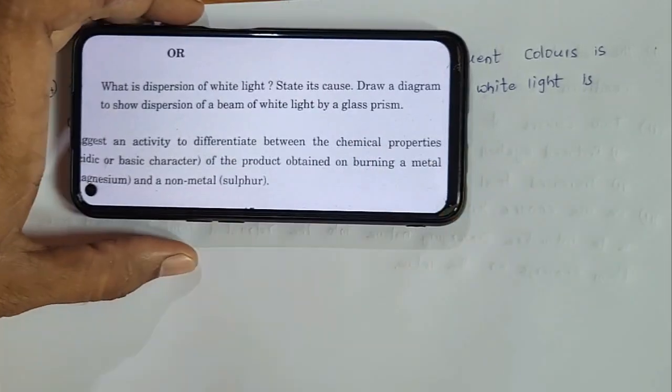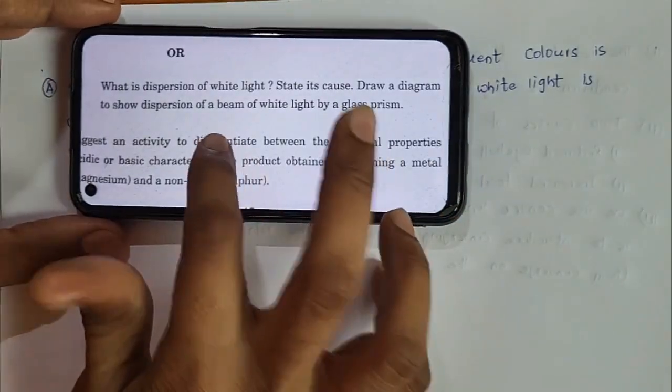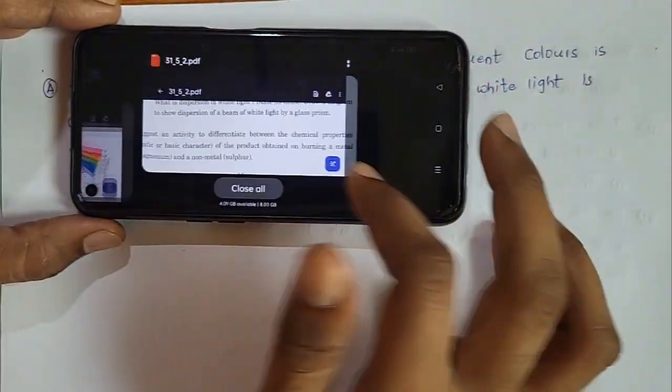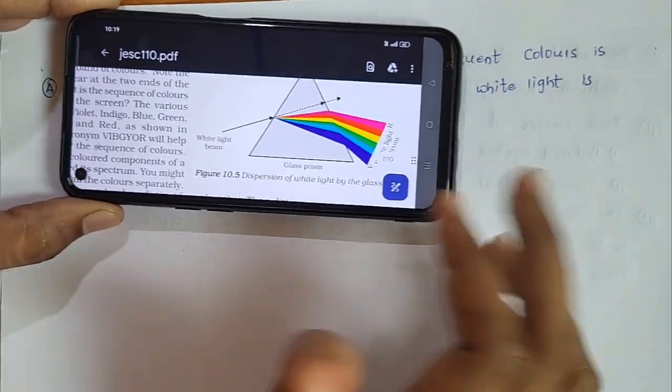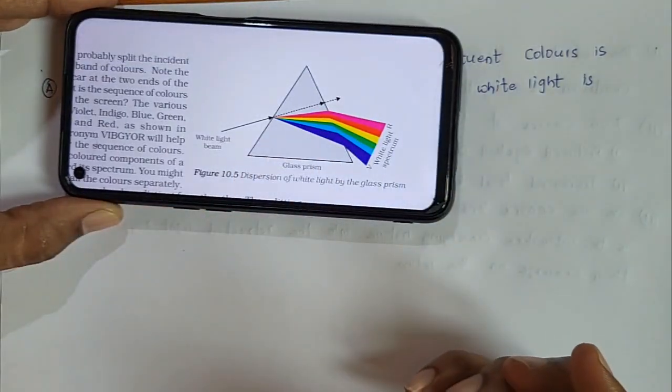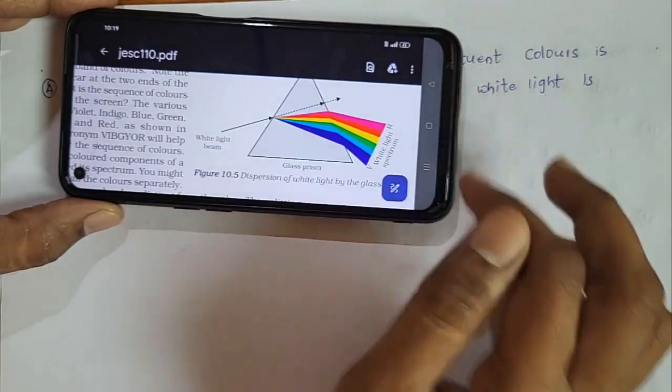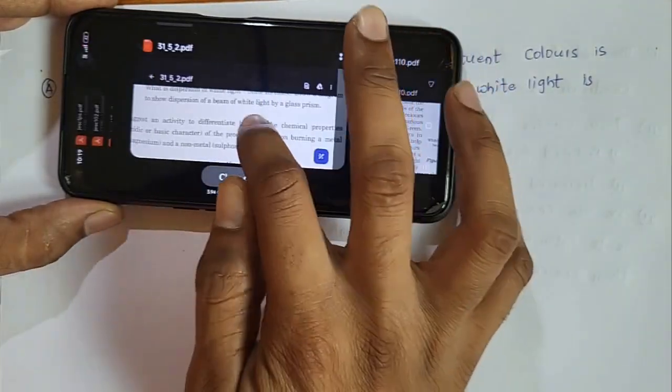So let us draw a diagram now. Which diagram you need to draw? I will show you which diagram you need to draw. This diagram you need to draw. Now, what are the precautions and what are the things you need to remember while drawing this diagram?